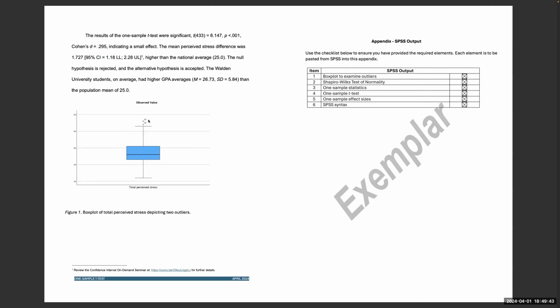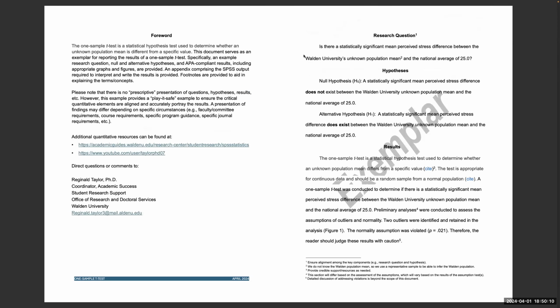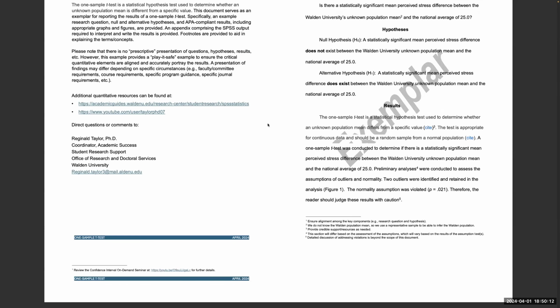This is an example of the box plot that would show you that there are outliers, and it would tell you exactly which cases in the data set were outliers. So that would be case number 10 and case number 19. Now, as the researcher, you determine what you're going to do with that. But this is just a very brief example to show you how to report the results and address the basic application.